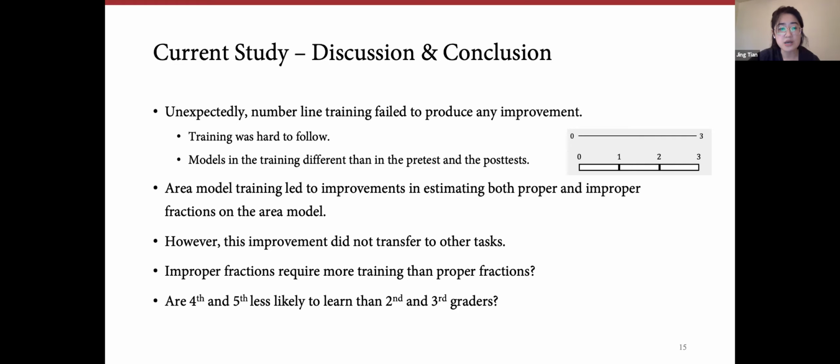Another possible reason is that the 4th and 5th graders who participated in the current training, their learning of fractions may actually be harder to improve than the 2nd and 3rd graders because they've already learned some fractions from formal math classes. So these are possible things that can be explored in future studies.